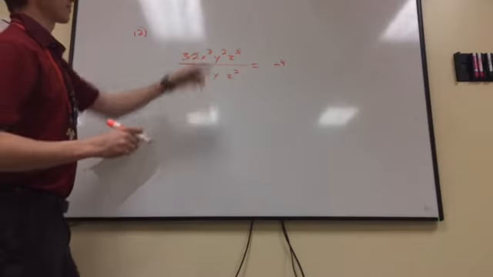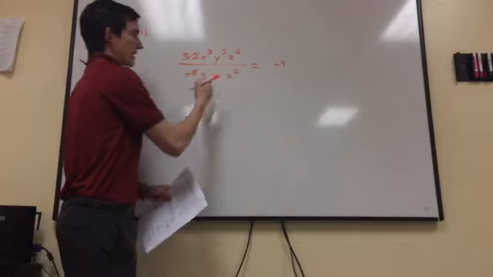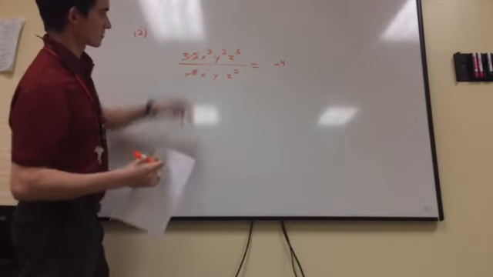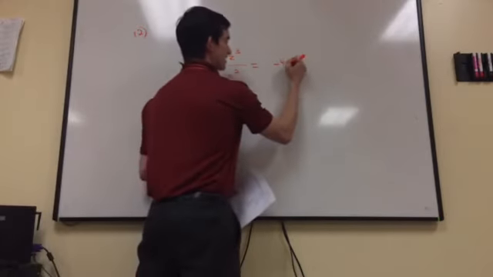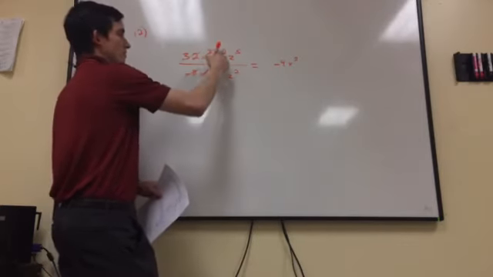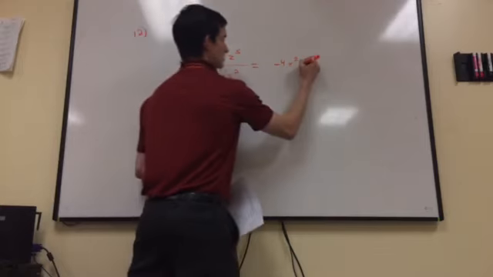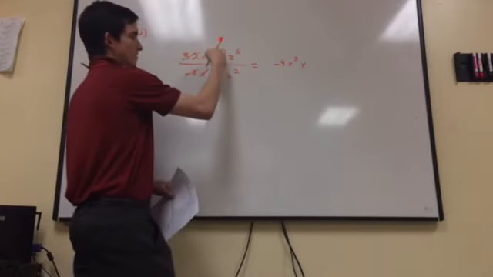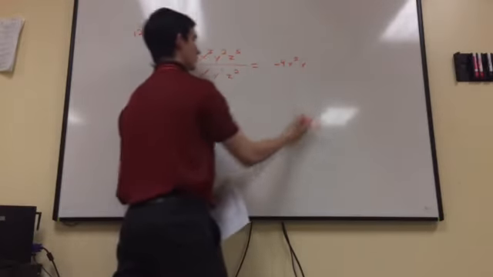Okay, this is x to the third divided by x to the first. So we have the same base, so we're going to subtract our exponents. 3 minus 1 is x squared. Okay, those are done. Then y to the 2 divided by y to the 1, so I have the same base of y, so I can subtract. 2 minus 1 is 1.